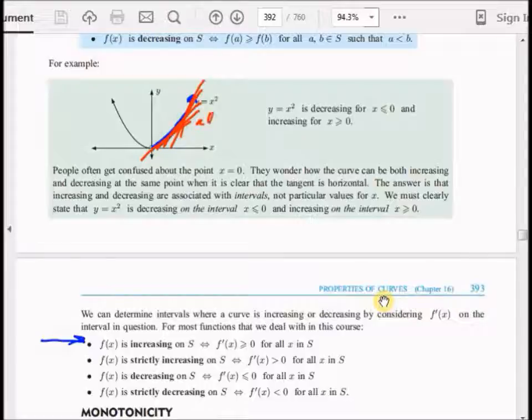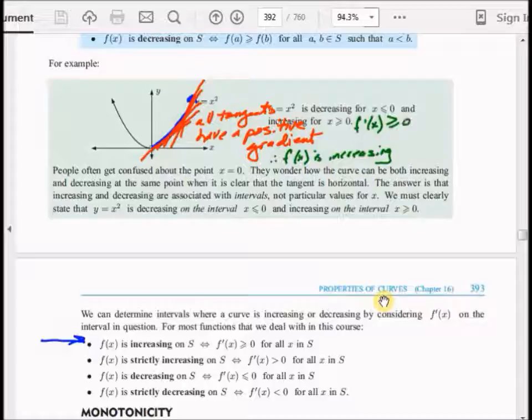All tangents have a positive slope, a positive gradient. And please remember to figure out a way to take notes here. I'm not actually drawing on the notes, but you can do that. So all the tangents have a positive gradient when the function is increasing. And keep in mind that the derivative is greater than or equal to 0.